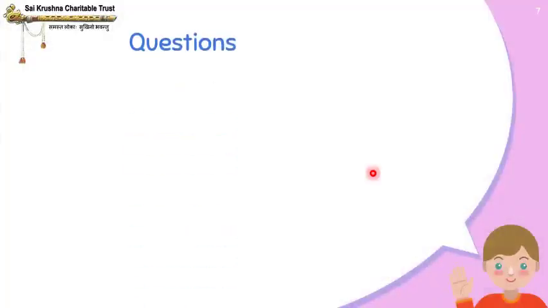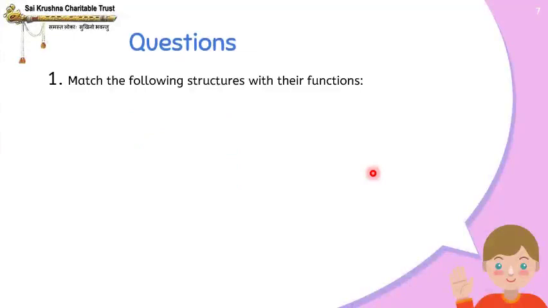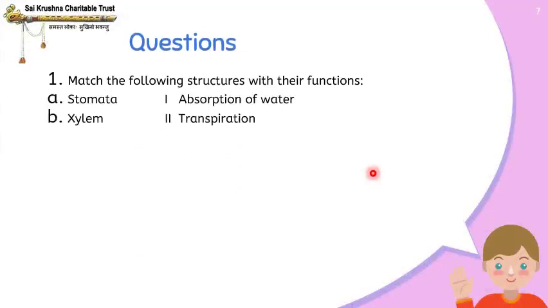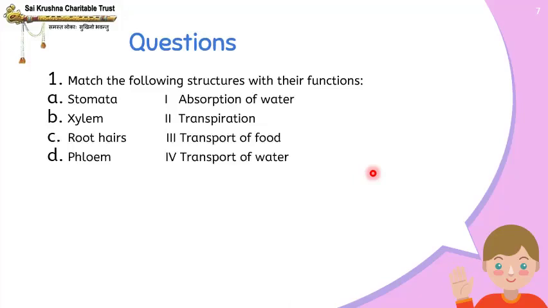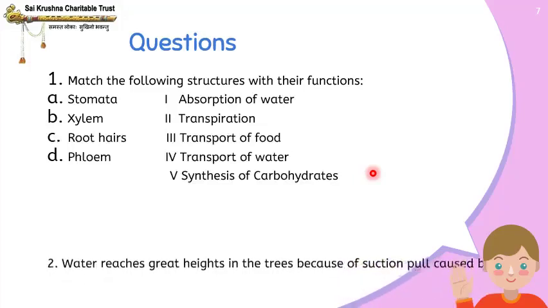Now we have come to the final section of this part, that is questions. The first is to match the following structures with their functions. We have stomata, xylem, root hairs and phloem. And also we have the functions, they are mixed up, you have to correctly match them.